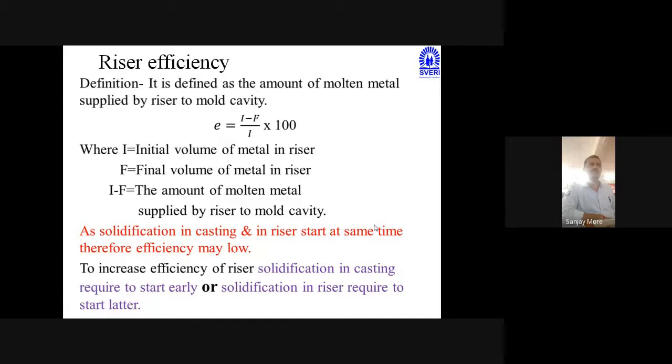Where capital I is equal to the initial volume of metal in riser, F is equal to the final volume of metal in riser, then I minus F is equal to the amount of molten metal supplied by riser to the mold cavity. Okay.